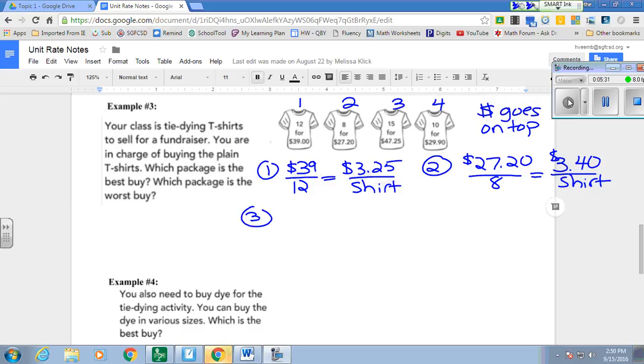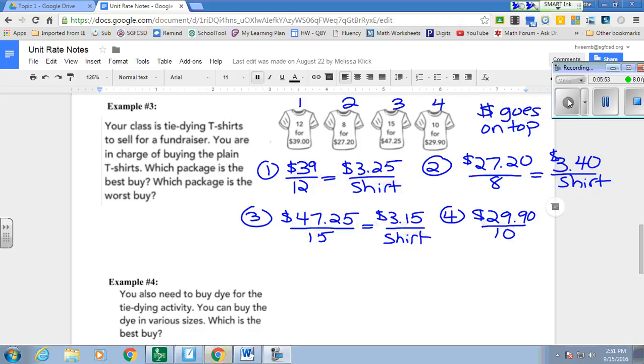Group 3, I have $47.25 for 15 shirts, which comes to $3.15 per shirt. Group 4, $21.90 for 10. Again, when you divide a number by 10, you just move that decimal point over one place to the left, and I'll get $2.99 per shirt.